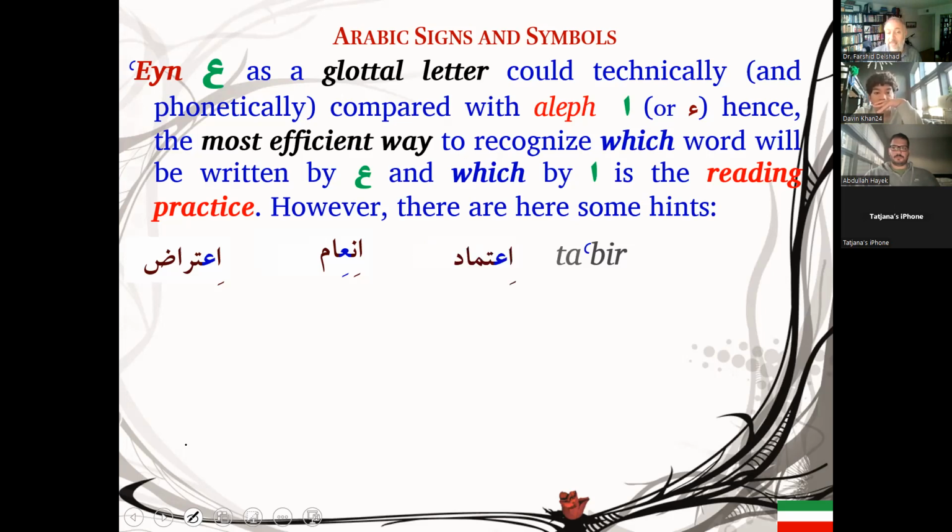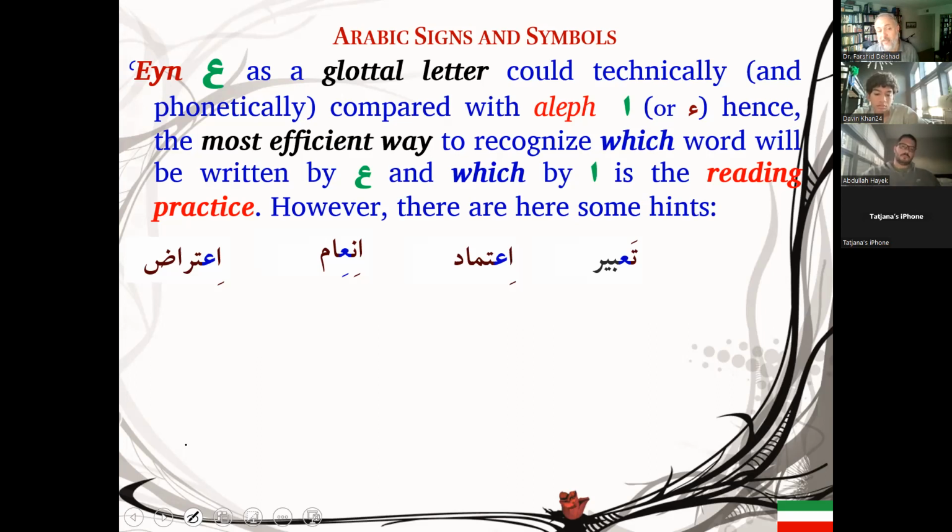اعتماد. Amazing. اعتماد means trust in Persian. If you trust somebody, that is e'timad. Next one. تعبير. Tabir. Perfect. Tabir is interpretation of something, a commentary on something in Persian is tabir.